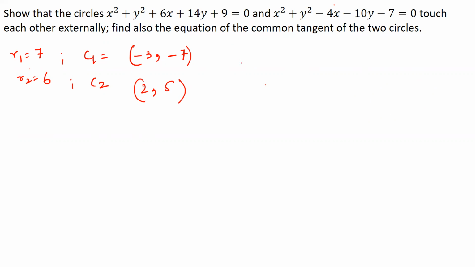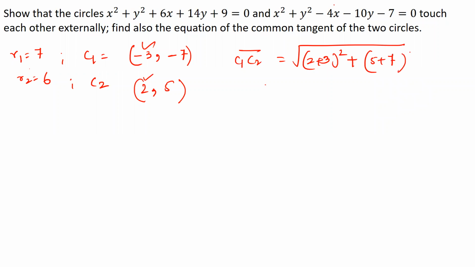So what is C1C2? C1C2 is root over x2 minus x1 the whole squared, so 2 plus 3 the whole squared, plus y2 minus y1 the whole squared, so 5 plus 7 the whole squared. So this gives me root over 25 plus 144, since 7 plus 5 is 12 and 12 squared is 144, which is equal to 169 inside the root, which is equal to 13. So the distance between the centers turns out to be 13, which is also the sum of the radii. 7 plus 6 is also 13. So this proves that the circles touch each other externally.